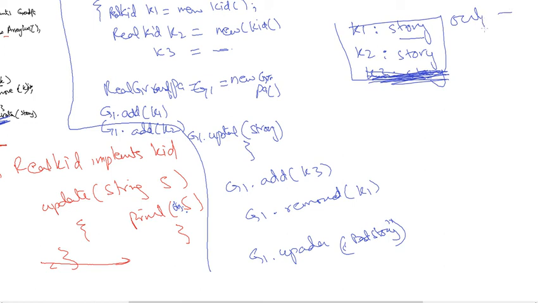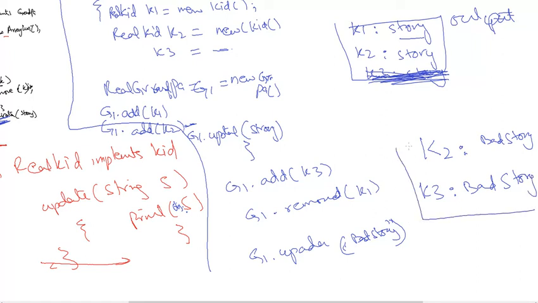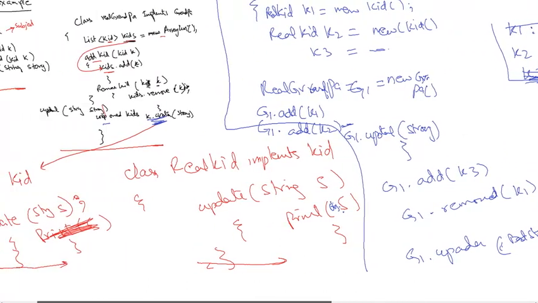Output the second time, our output will be k2, because k2 is already added here, it was not removed. And then bad story will be our output, and also k3 colon bad story will be our output. Because k1 was removed, k1 will not be printed this time. So this is our whole implementation. I hope you understand this.